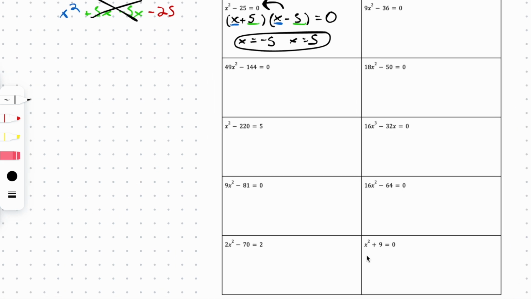If we do both of those, I'm going to write this out. If we do x plus 3 times x plus 3, for example, we'll get x squared, and then we'll have plus 3x plus 3x. And that doesn't cancel out. If it's a negative, sorry, let me bring this down.